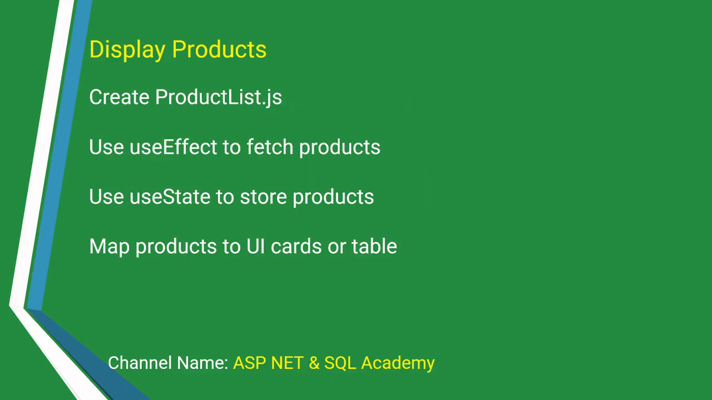The product list component fetches products from the backend and stores them in state. We then map the array to render each product in a table or card layout.